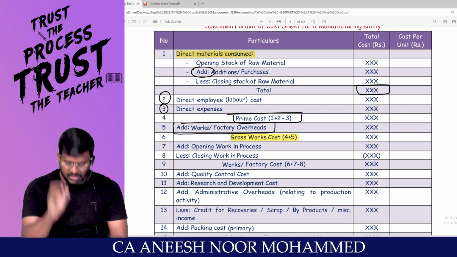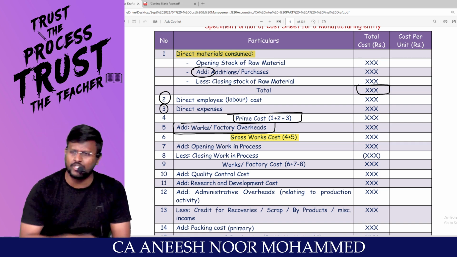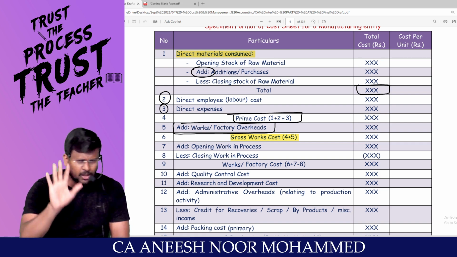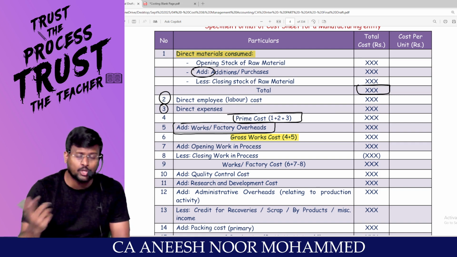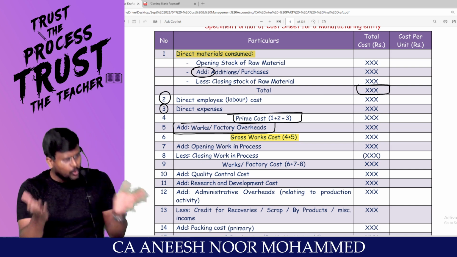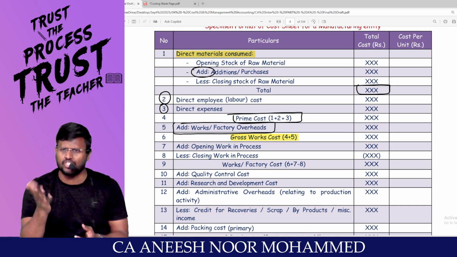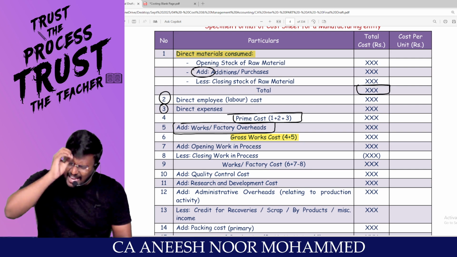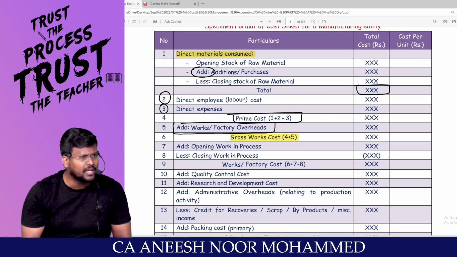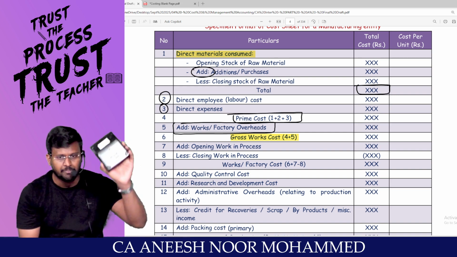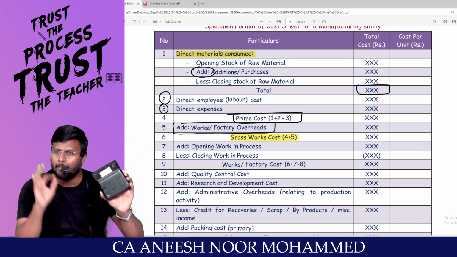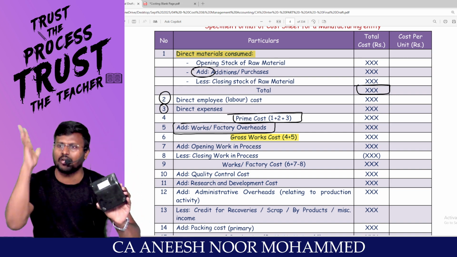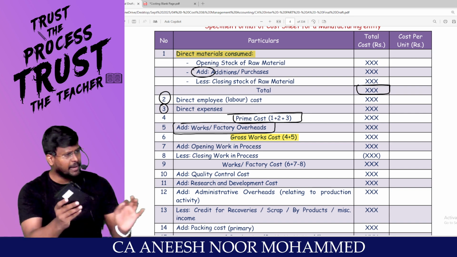Now, there are two ways in which you can learn costing. Either you can repeat it five times, or you can think that you are going to manufacture a product. Please manufacture a car, any car which you love. In order to manufacture anything in this world, do you need material? That is direct material. It is not direct material purchased, it is direct material consumed.